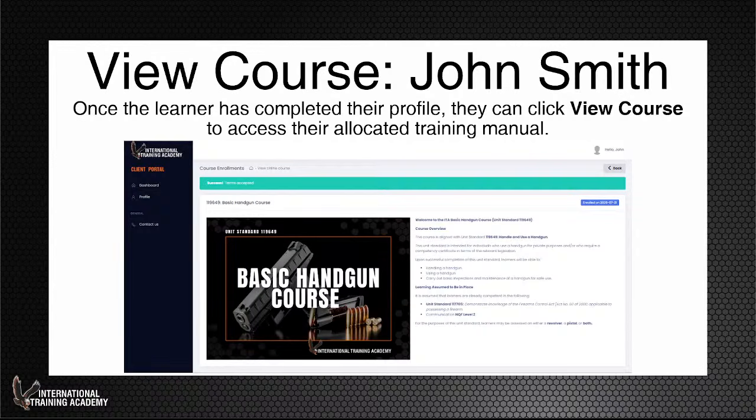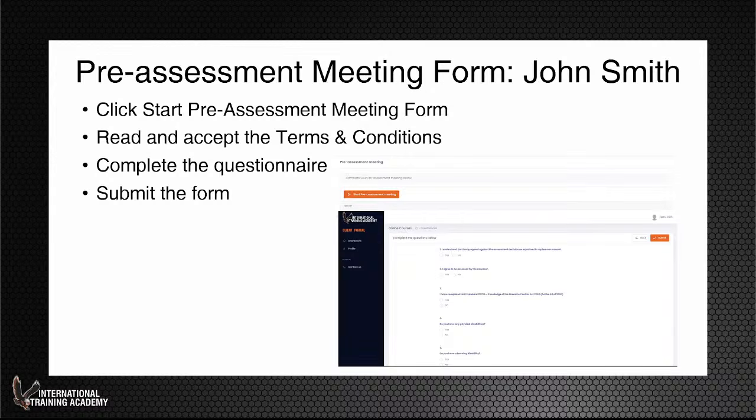Then we're going to scroll down. First thing that John will have to complete on the portal is his pre-assessment meeting form. So he's going to do that by clicking on the button that says Start Pre-Assessment Meeting. He's going to open that, and then there's going to be a prompt to come up to say he needs to read and accept the terms and conditions. He's going to click on that, and then the questionnaire is going to open.